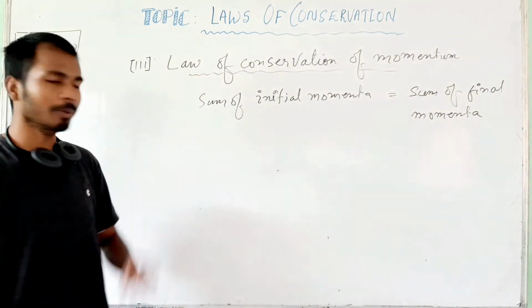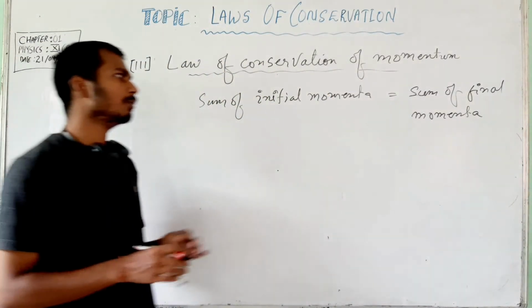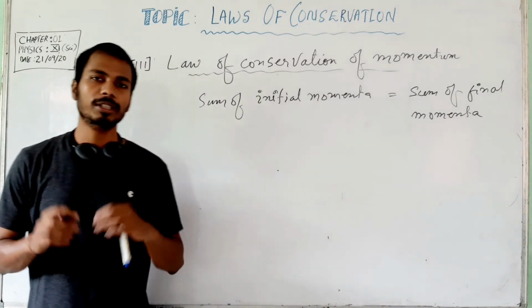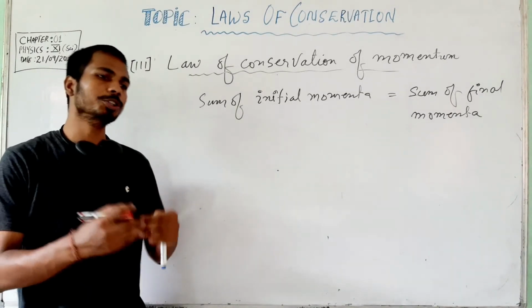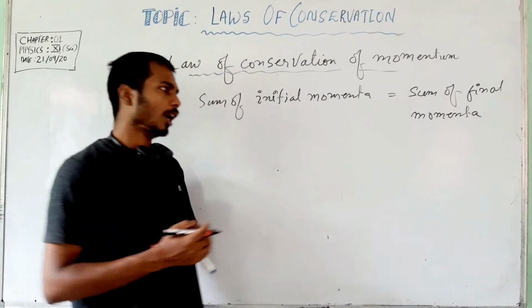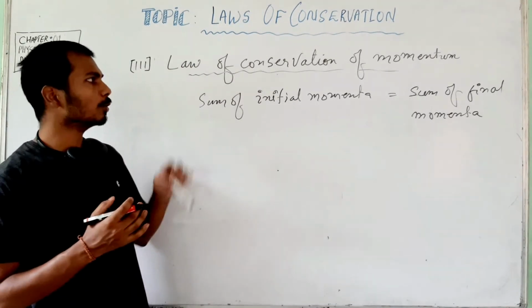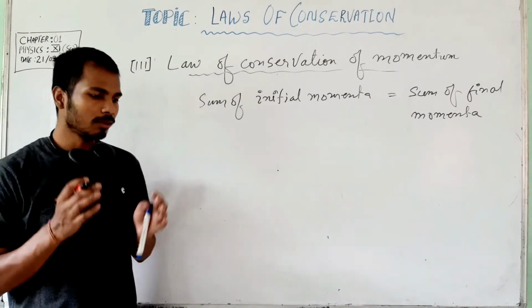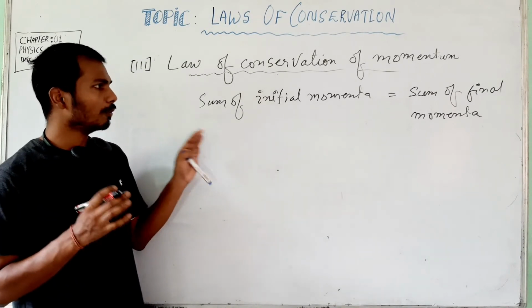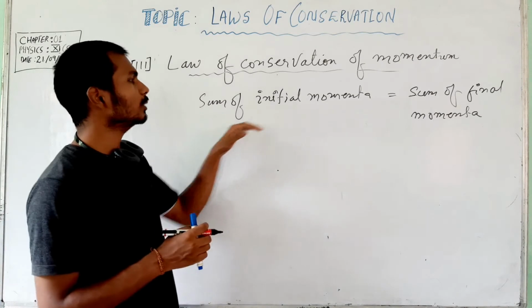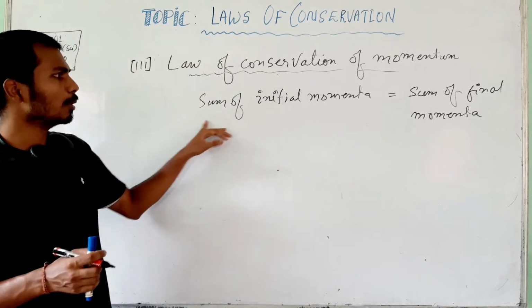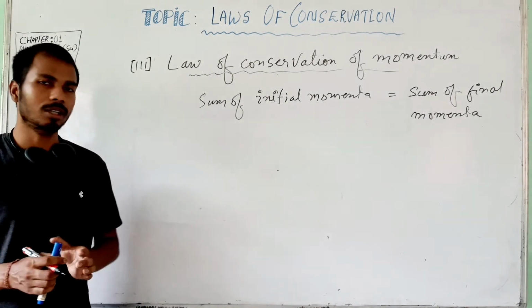Now, what is momentum? Momentum measures the effectiveness of a body in motion, that is, how effective the body is when it is in motion. That is the work of momentum. When we consider the momentum of motion of a body, momentum remains conserved, that is, the sum of initial momenta is equal to the sum of final momenta.